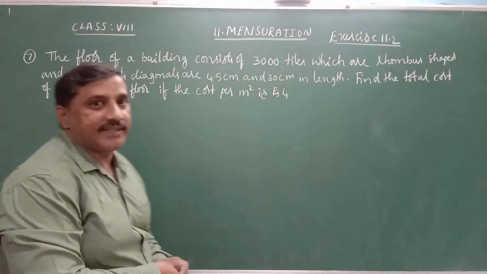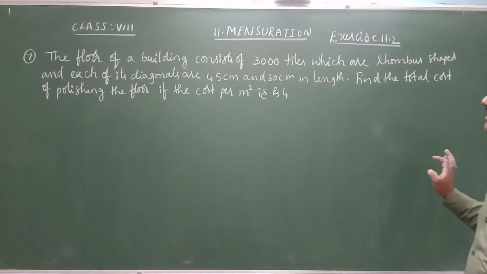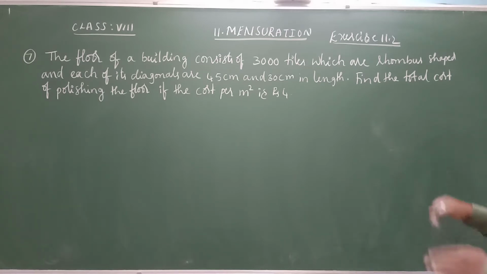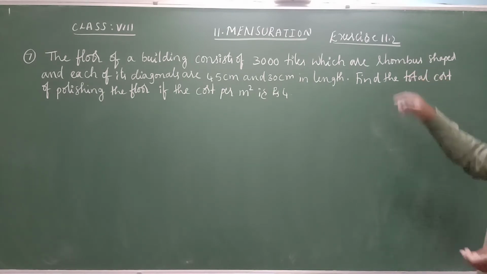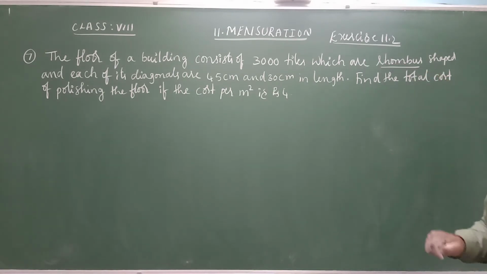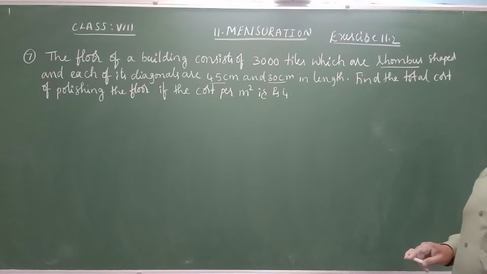Now we will discuss exercise number 11.2, 7th question. The floor of a building consists of 3000 tiles which are rhombus shaped, and each of its diagonals are 45 centimeters and 30 centimeters in length. So a building floor is there, and it consists of 3000 tiles, and the shape of the tiles is rhombus, whose diagonals are 45 centimeters and 30 centimeters in length.